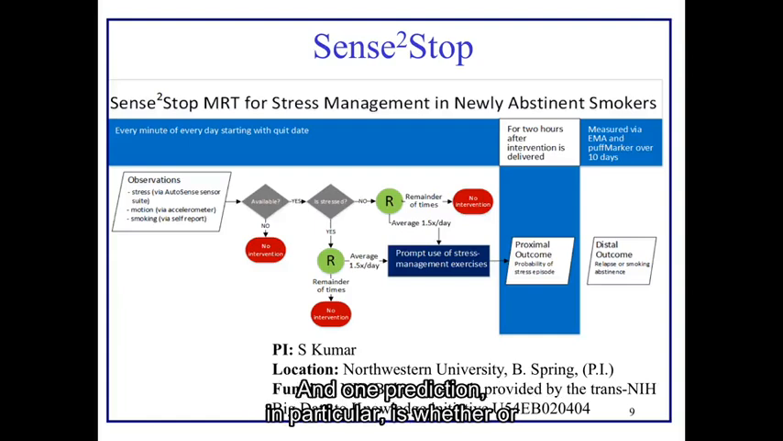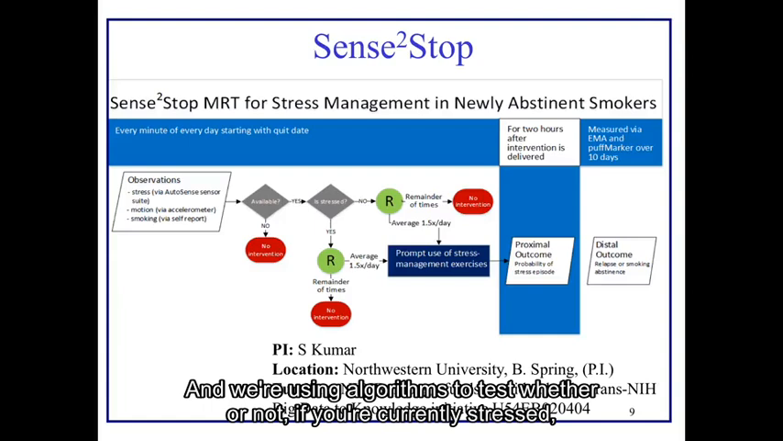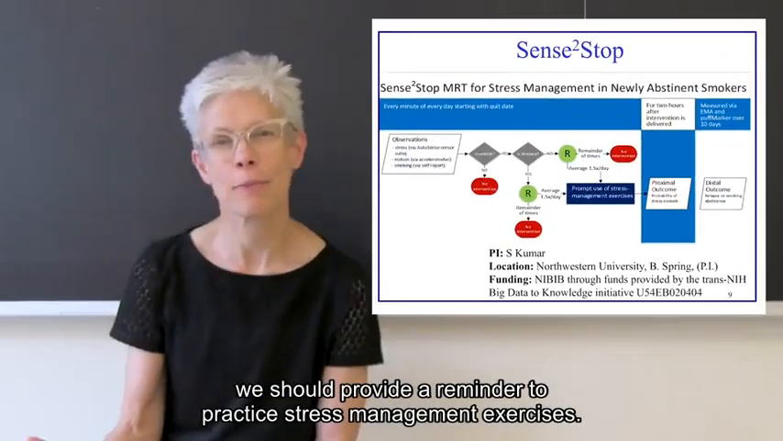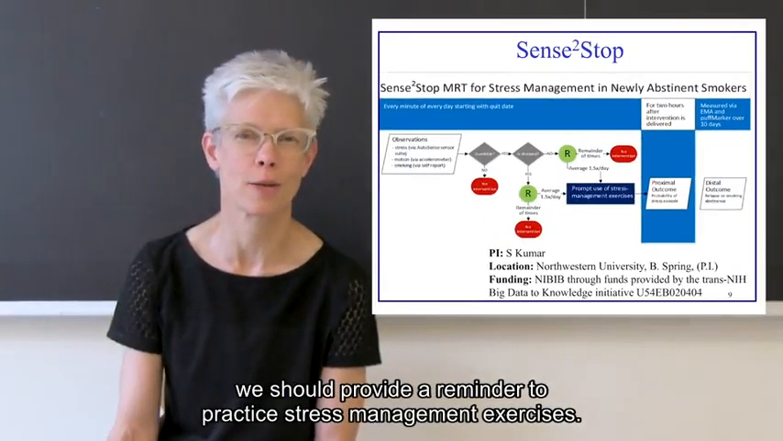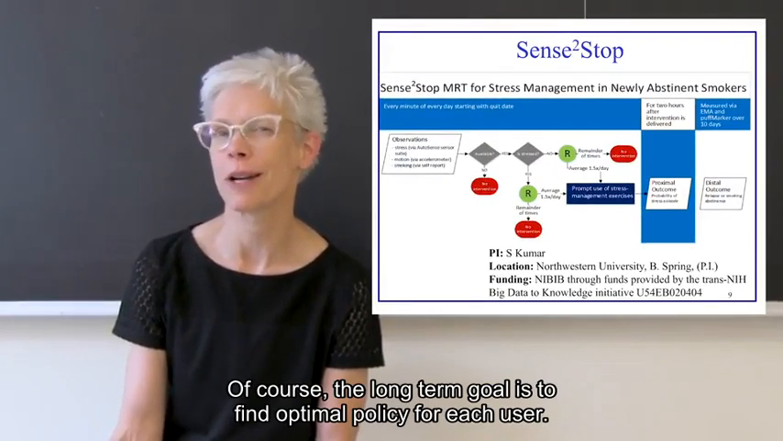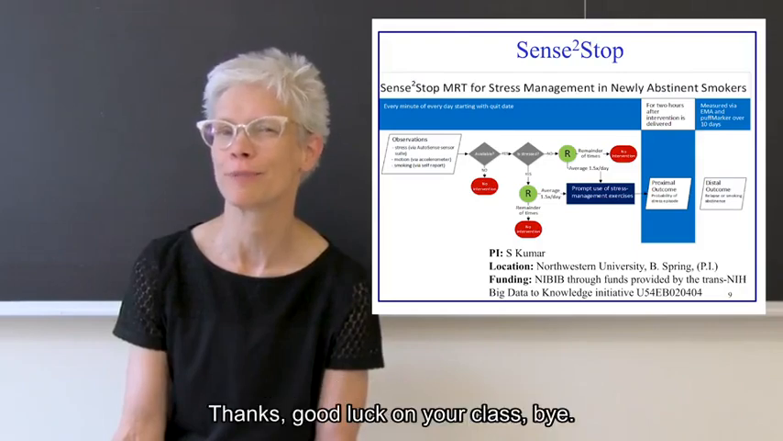The sensor data is used to form a whole variety of predictions. One prediction in particular is whether or not they're currently physiologically stressed. And we're using algorithms to test whether or not, if you're currently stressed, we should provide a reminder to practice stress management exercises. Of course, the long-term goal is to find an optimal policy for each user.